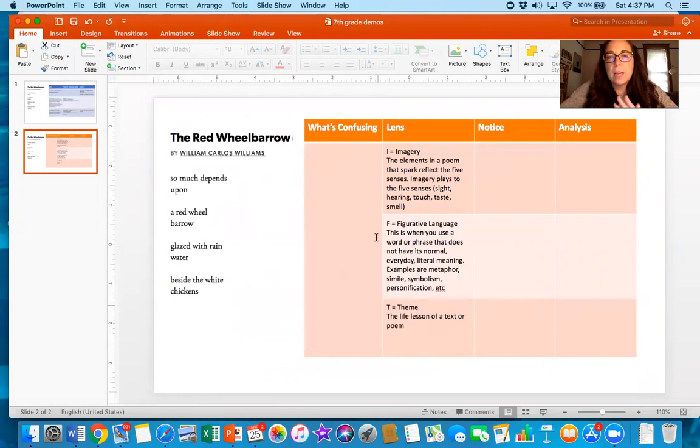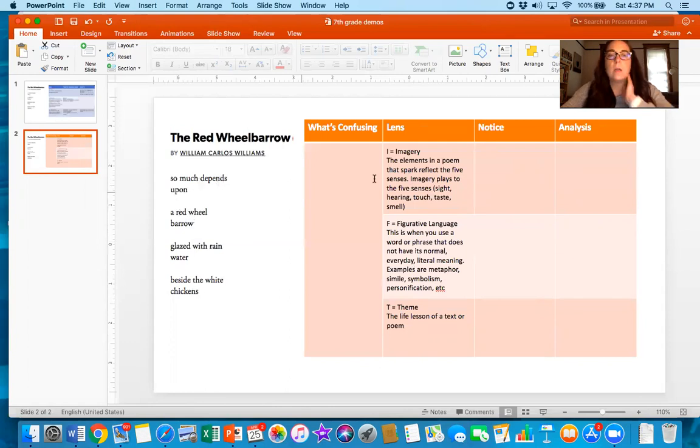So on the second set, it's best to save theme all the way till the end so you could use all of the things that you've noticed and all of your analysis in order to figure out theme. So imagery. Imagery deals with the elements in a poem that spark or reflect the five senses. So it plays to sight, hearing, touch, taste, and smell. So let's look here and see if we can see things related to any of the five senses.